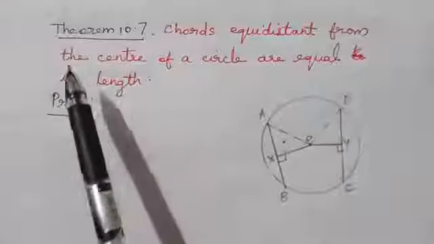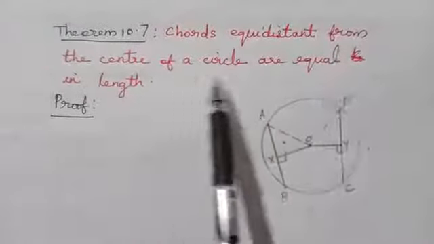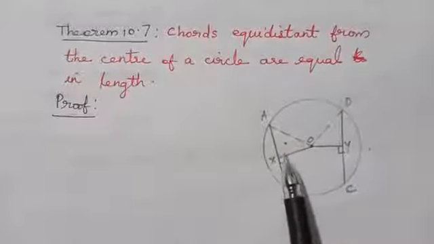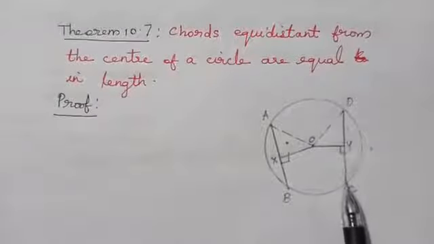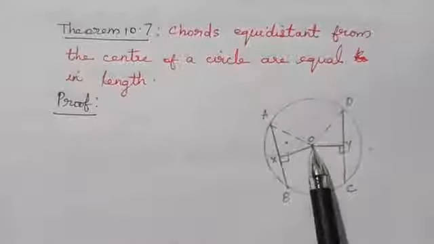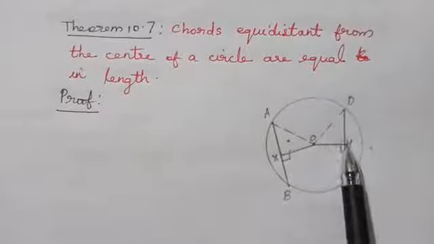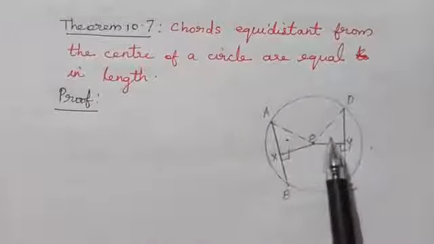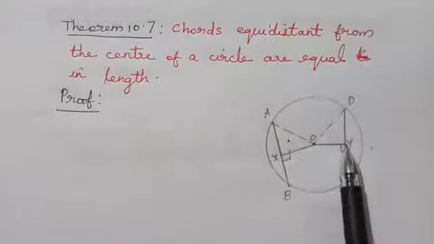Now the next theorem, theorem 10.7. Chords equidistant from the center of a circle are equal in length. We need to prove AB equals CD. The distances from the center are OX and OY, both equal. We join DO and AO, and we get two triangles AOX and DOY.